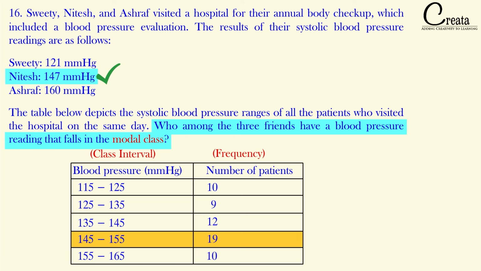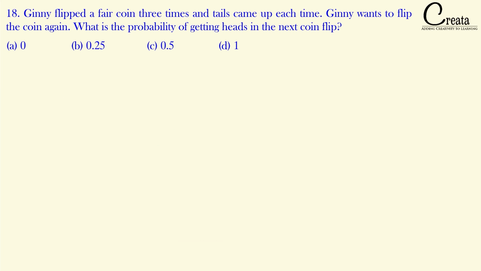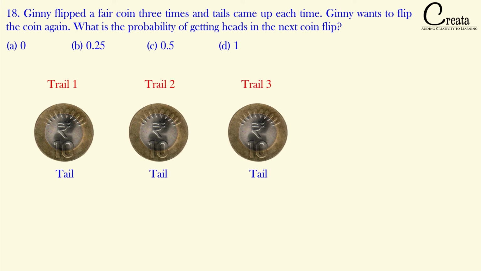Let's move to the next question. Question number 18. Pause the video, observe the question and try to solve this question on your own. So welcome back. Let's solve this question. In this question, Guinea flipped the coin 3 times and every time the output is a tail. And Guinea again wants to flip the coin, and we have to tell what is the possibility of getting a head. In the previous 3 cases, we got a tail. What is the possibility of getting a head in the 4th trial?